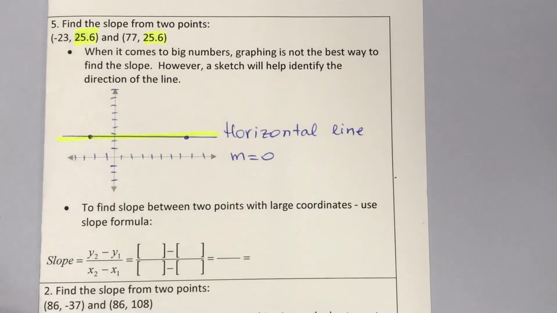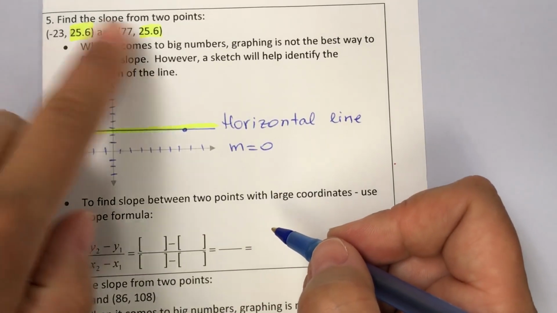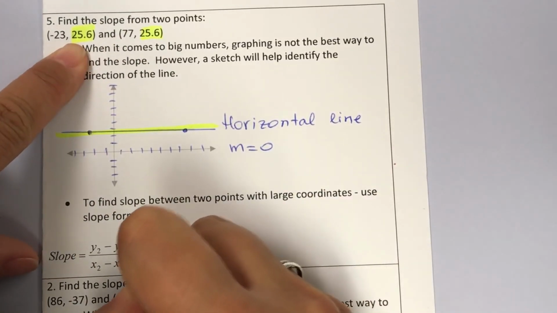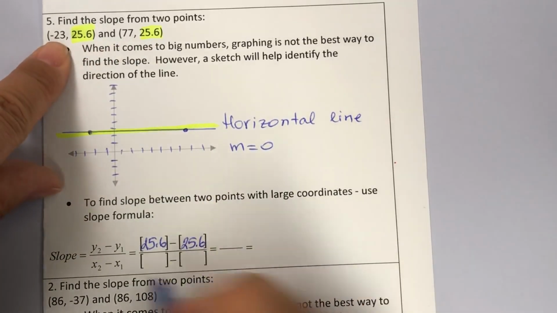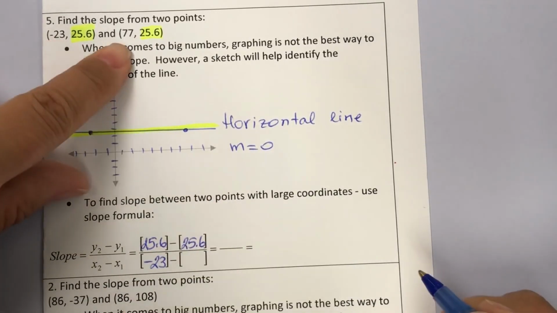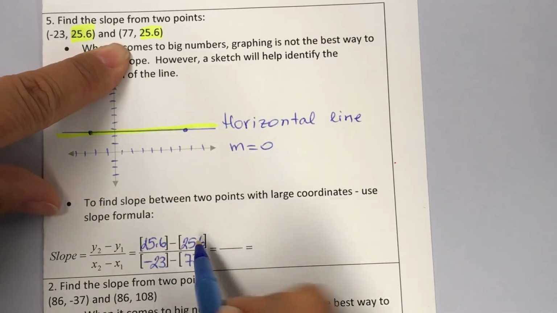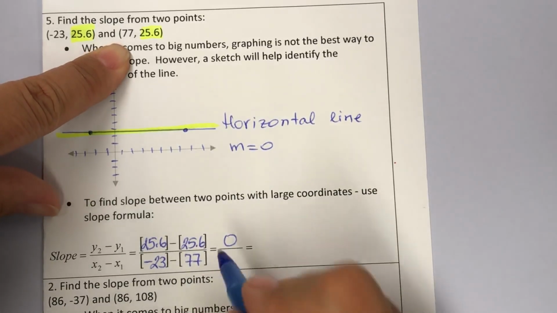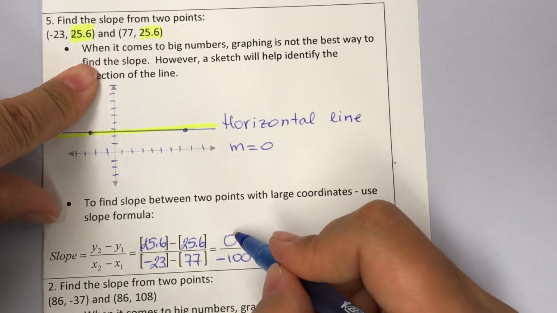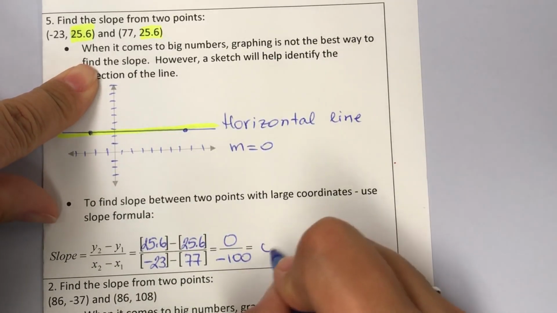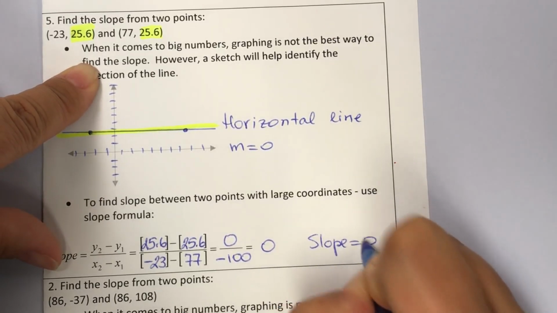Let's see that in our slope formula. So the points that I had, here we have y values, 25.6, and I have to subtract the same one, 25.6. And then -23 is my x value, and I have to subtract 77. If we're subtracting two y values that are exactly the same, on the numerator we have 0, and on the denominator I have negative 100. If I divide 0 by any number, I always get 0. So my slope is 0.